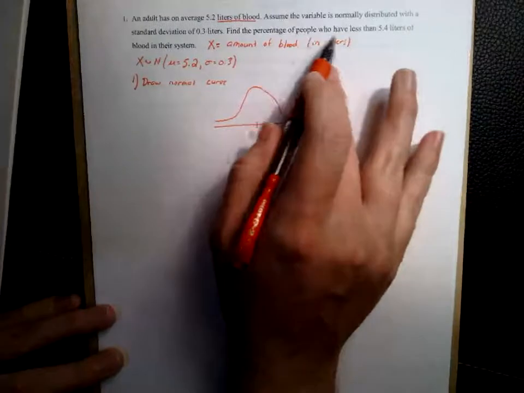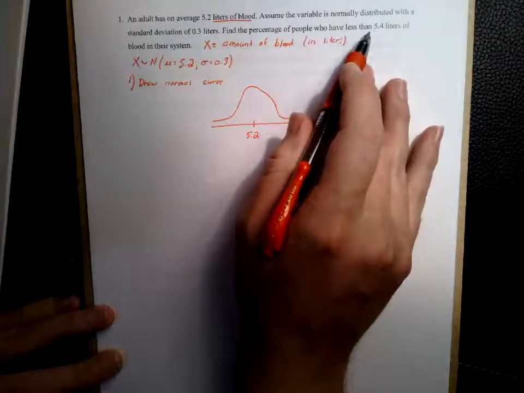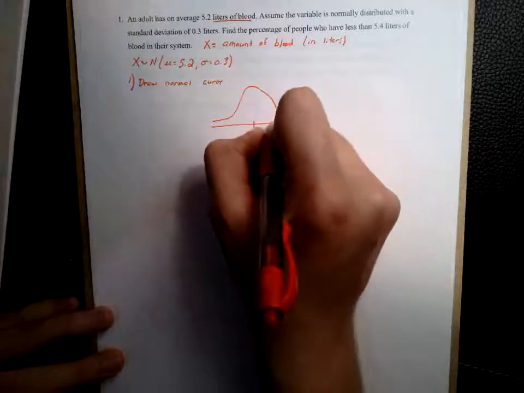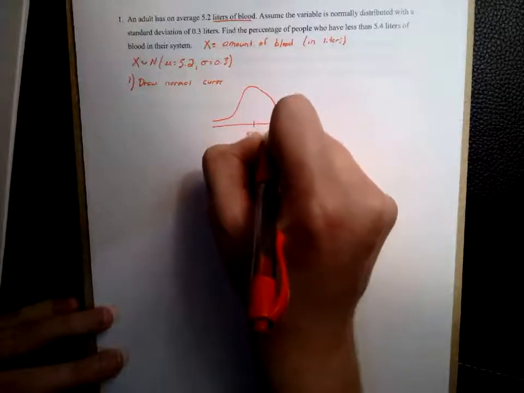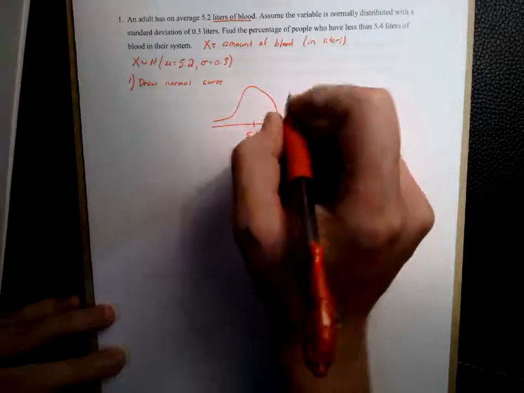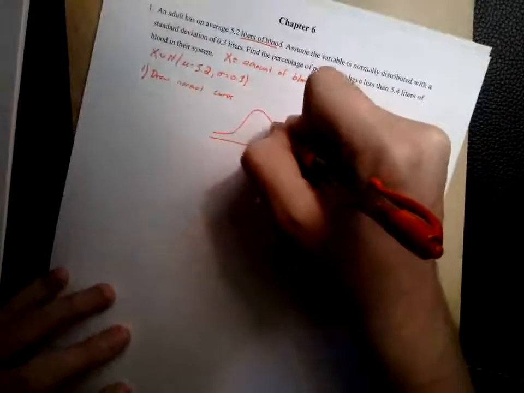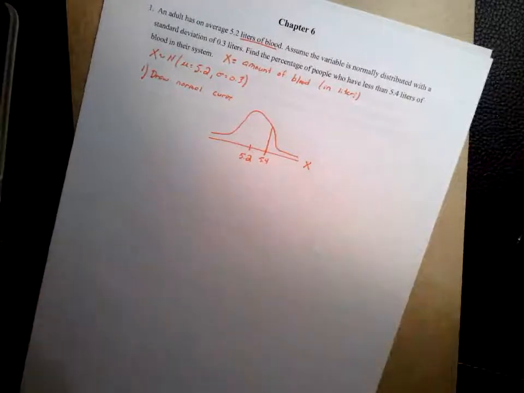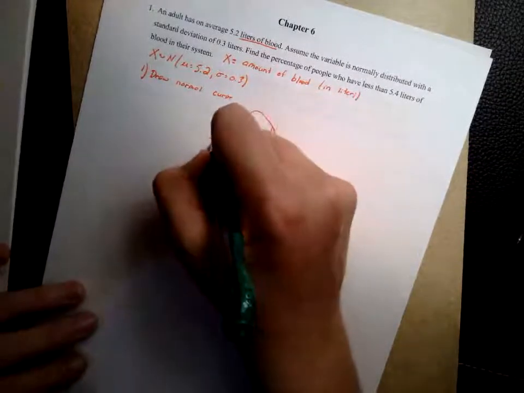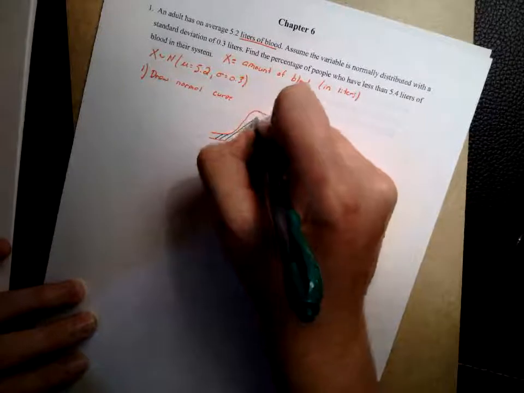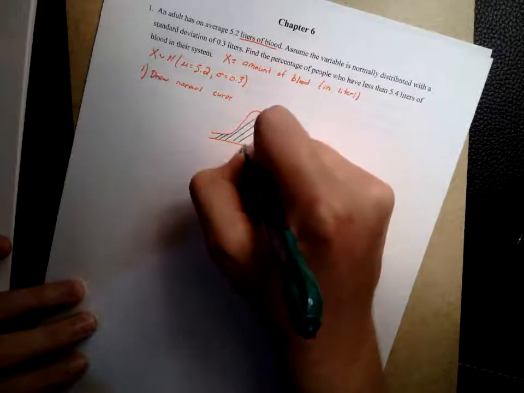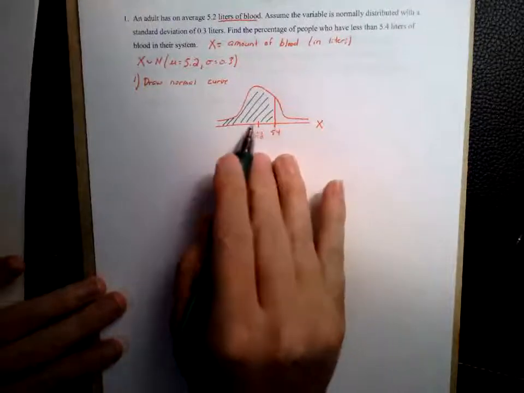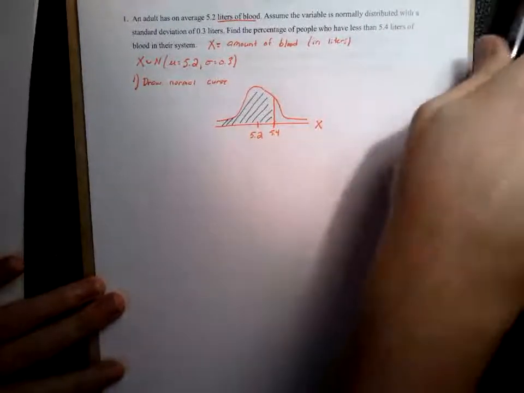Now it says find the percentage of people who have less than 5.4 liters of blood in their system. So we're interested in the area to the left of 5.4. So say here is 5.4. We're interested in the area to the left of that. So this area over here. And that's the first step. We drew the normal curve and we shaded the region we're looking at.